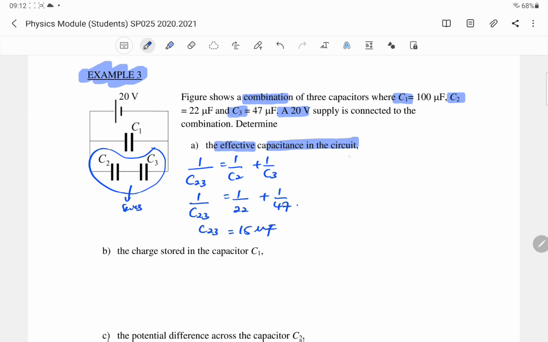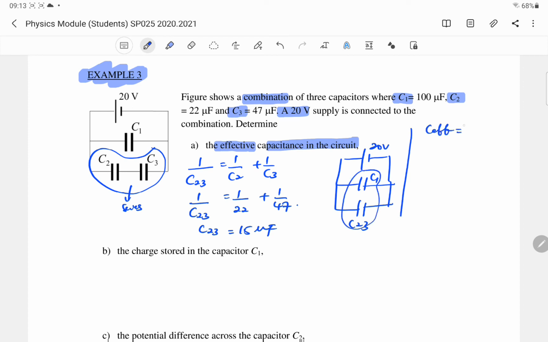Okay, so the circuit will be like this. We have C1 and then we have C23. This is 20 volt. Okay, so then we calculate the C effective. C effective because C1 and C23 are connected in parallel, so we have C1 plus C23. So C effective equal to C1 is 100 plus C23 is 15. So C effective will be 115 microfarad.